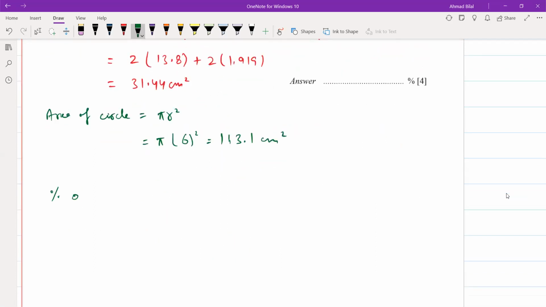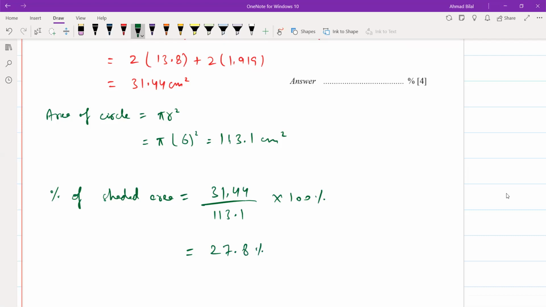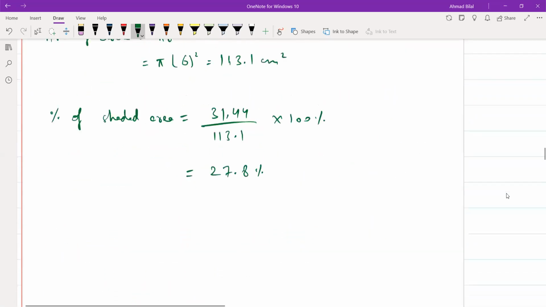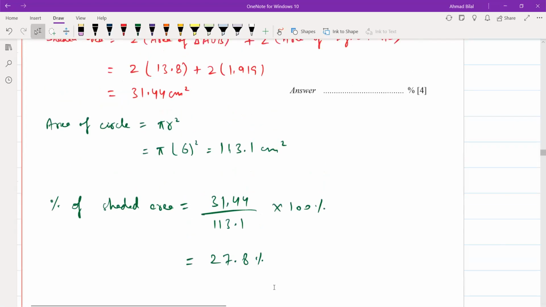So the percentage of the shaded area, what is that going to be? The shaded area, that's 31.44 divided by the area of the whole circle, that is 113.1 multiplied by 100%. And that will give you the percentage of the area that is shaded, and this turns out to be 27.8% for me. So that is the percentage of the area of that circle that is shaded. Is this okay? Any questions on this?